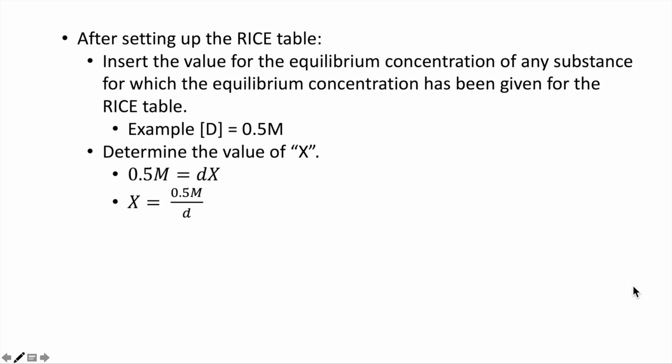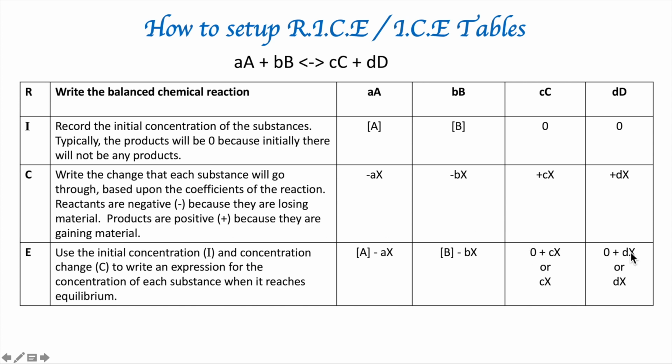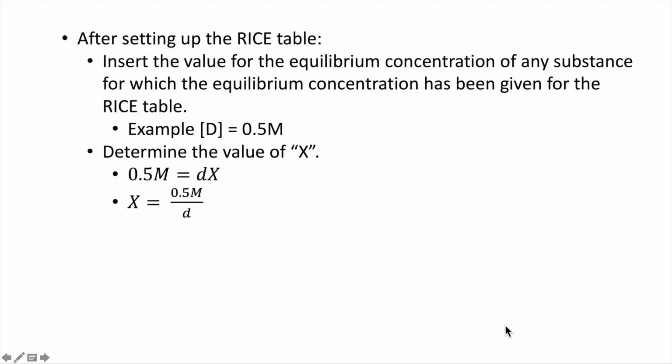So after setting up the ICE table, insert the values for the equilibrium concentration of any substance for which the equilibrium concentration has been given. So let's pretend that the concentration of D was 0.5 molar. To determine the value of x, you take 0.5 molar equal to dx. So going back to this, if D was 0.5 molar, that is going to equal dx. So what we have to do is solve for what x is.